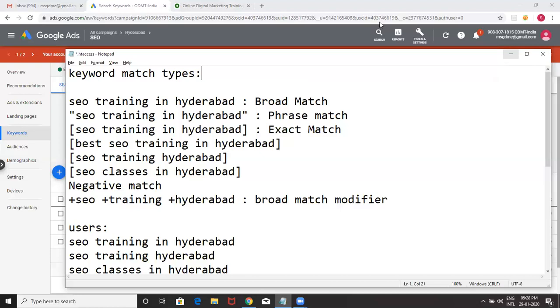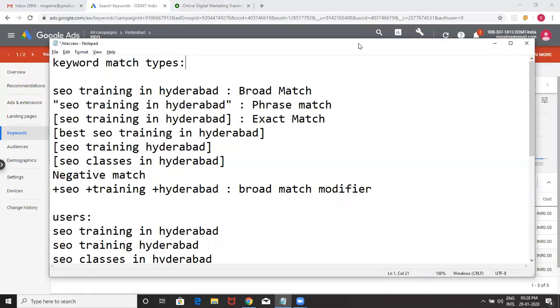Why would exact match not work then? Exact match will work. It's not a problem. But sometimes you will not expect what kind of word should be there. You mentioned only this thing. Now someone will type with something extra. You mentioned SEO classes in Hyderabad. There is a possibility a person will type top SEO classes in Hyderabad. You haven't mentioned it, so you're missing that keyword. If you mention only SEO training in Hyderabad, whether he types best or top, still your ad will show up.